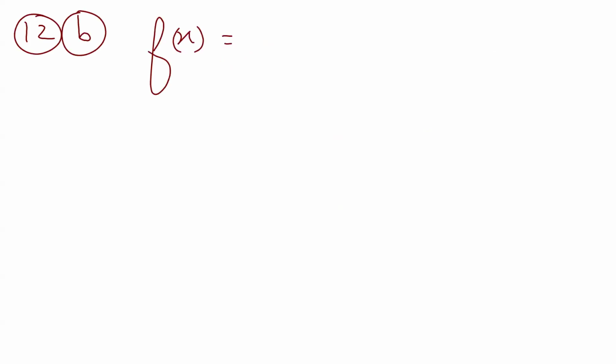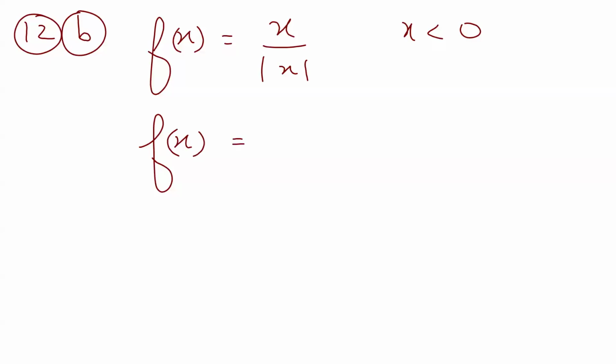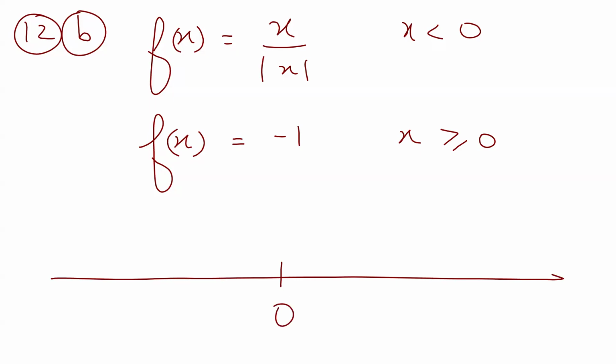f of x is equal to x upon modulus of x for x less than 0, and f of x is equal to minus 1 for x greater than or equal to 0. Here also they have not mentioned where we need to check discontinuity. So we have to check discontinuity at x equal to 0. 0 is the critical point.